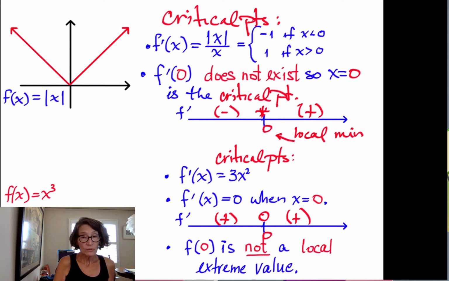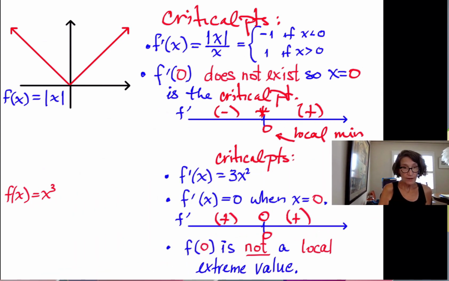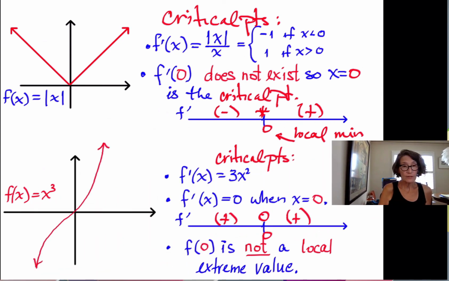And if we look at the graph, f of x equals x to the third looks like that. It's always going up except momentarily at x equals 0. There is a horizontal tangent line there, but it's not turning around there. So that's what critical numbers are. They're candidates for local extreme values. They don't always turn out to be local extreme values, but you can check using a sign diagram.